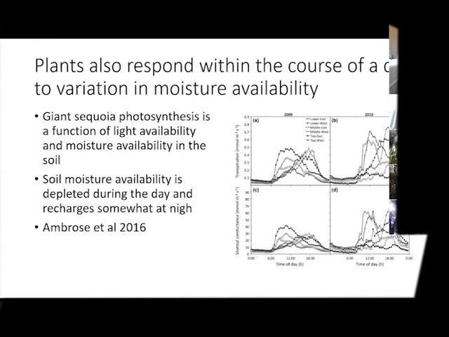Plants also respond over the course of the day. So giant sequoia photosynthesis is a function of light availability and moisture availability, and moisture availability is higher earlier in the day. So plants will downscale photosynthesis over the course of the day. They respond dynamically to changes in moisture availability.